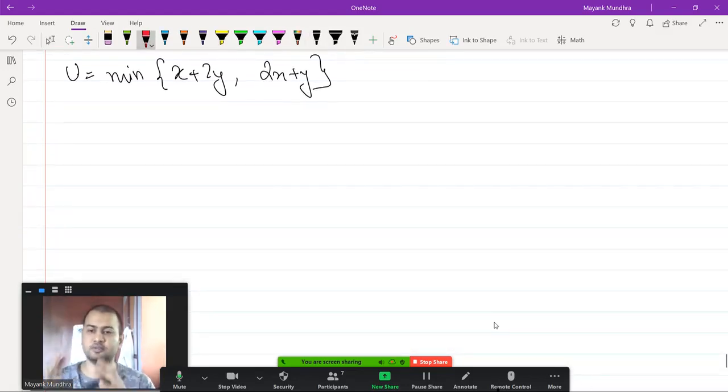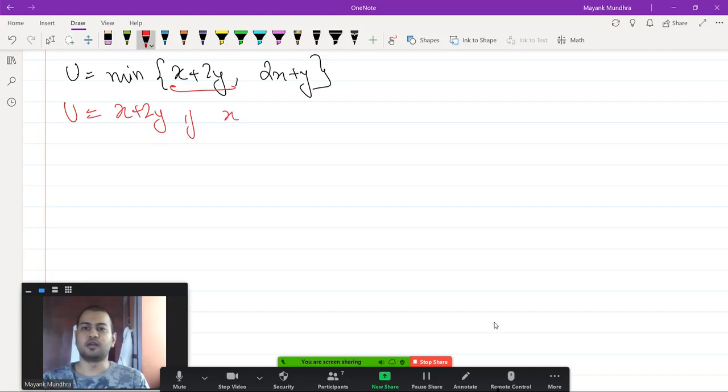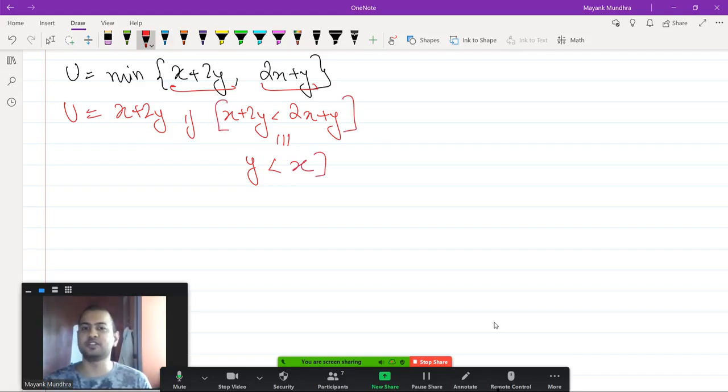So first of all, the first step is trying to figure out the boundary line. So where is the boundary? The utility function will be equal to the left part, x plus 2y, if x plus 2y is less than 2x plus y. Utility function is the minimum of these two numbers, so it will report the left number if the left number is less than the right number. Now if I rearrange these things, I'll see this is logically equivalent to y less than x, by cancelling out the x and y, x plus y part on both sides.